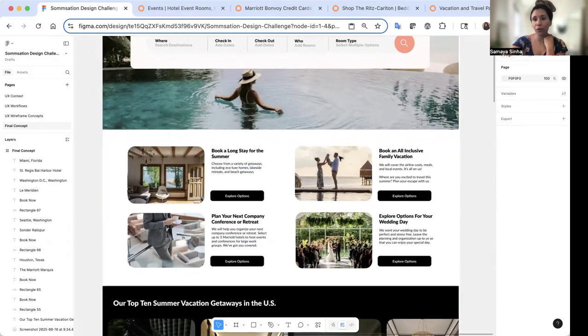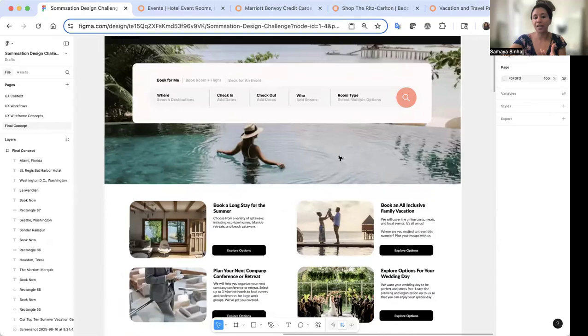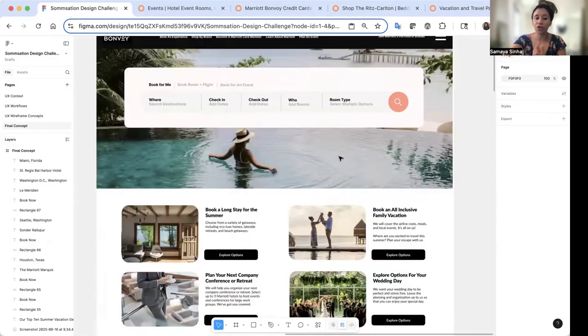And that would help first-time users in particular keep Marriott in mind for their big wedding day or a company conference or an all-inclusive family vacation or a long summer stay. And just kind of putting those scenarios in their head, especially if a first-time user navigates the homepage.